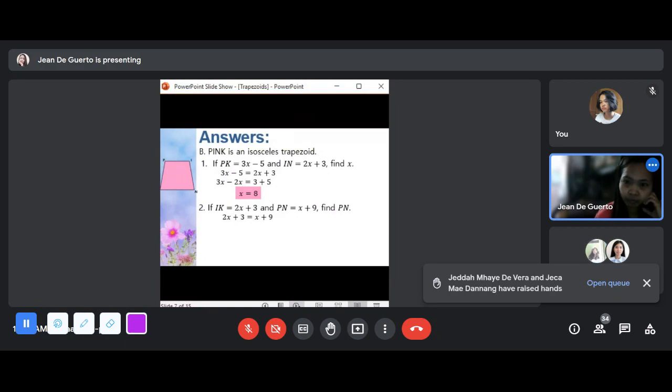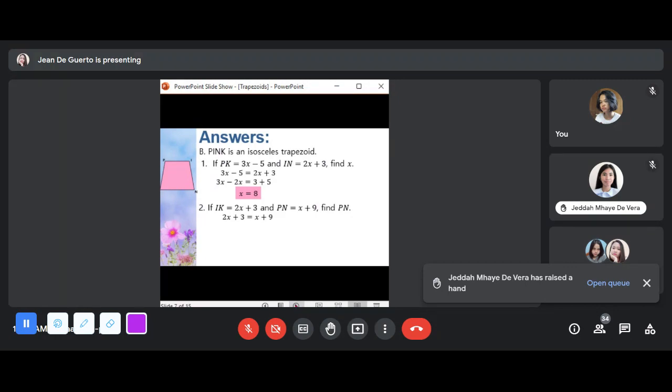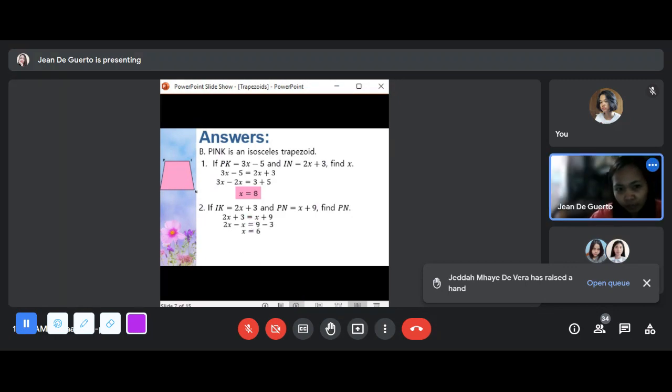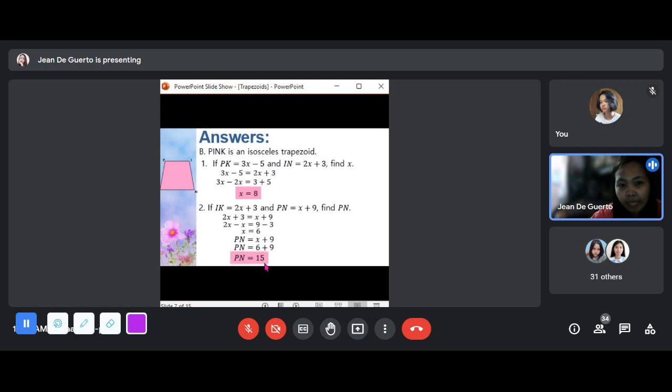Ma'am, 15. Okay, let's check. So just combine similar terms. So x is 6. So therefore, PN is 15. Okay, so that means the measure of line segment PN is equal to 15. Okay?